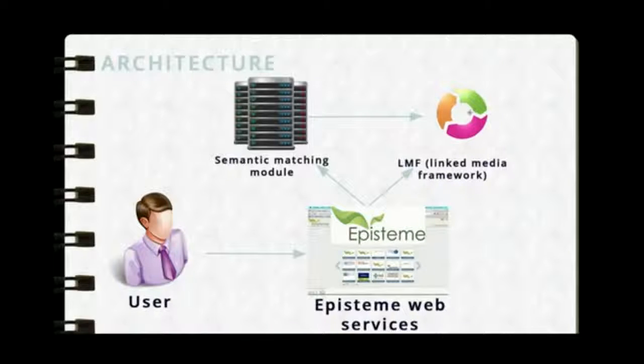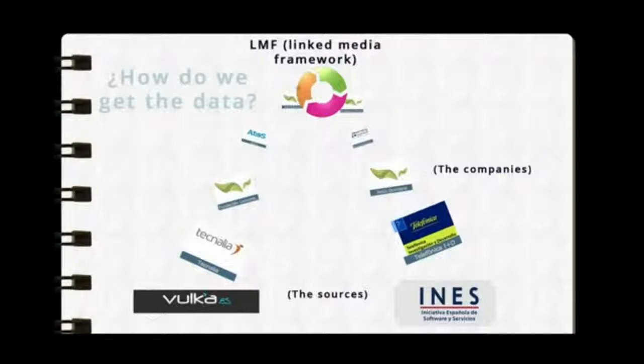So Episteme gets the data from the database, or when we choose the semantic matching option, this asks the semantic matching module, and this module gets the data from the Linked Media Framework. As I said before, the Linked Media Framework is our database. But how do we get the data? These are the sources that are in it: a database for enterprises, software and services and so on, and Vulkan, which is a bigger database that has a lot of companies.